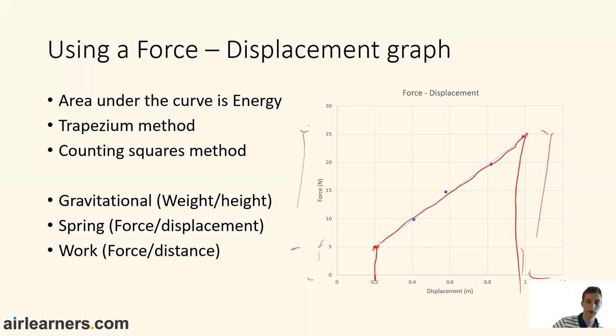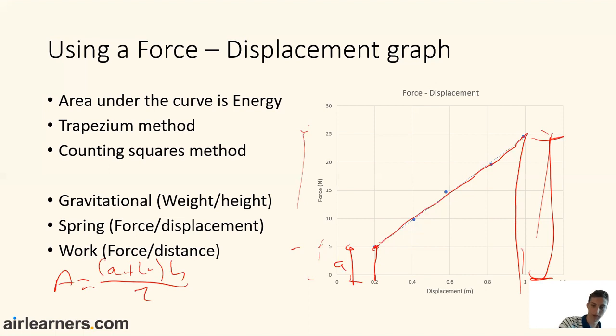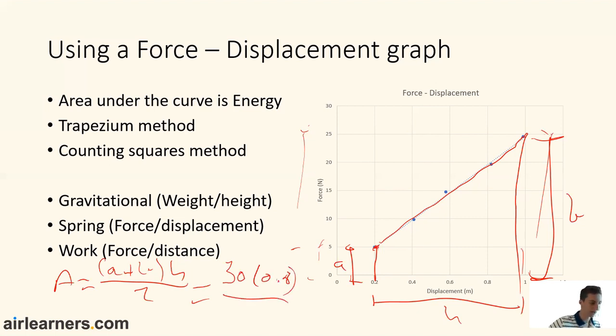And then you can use your formula for the trapezium, which is A equals (a + b)h on 2. So this is going to be a. This is going to be b, and h is going to be along here. That's just the generic formula. So what you get is 30 multiplied by h, which is going to be 0.8. Divide that by 2, and if I chuck that in on a calculator, you get 12 joules. So it's the same answer. It just shows you that both of them work, really. That's all.